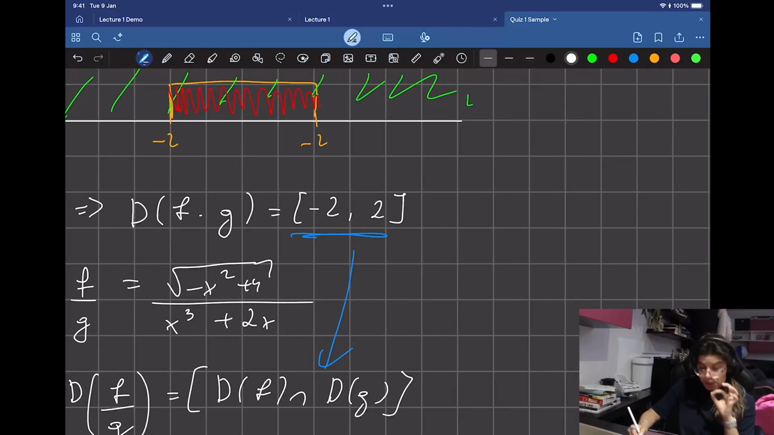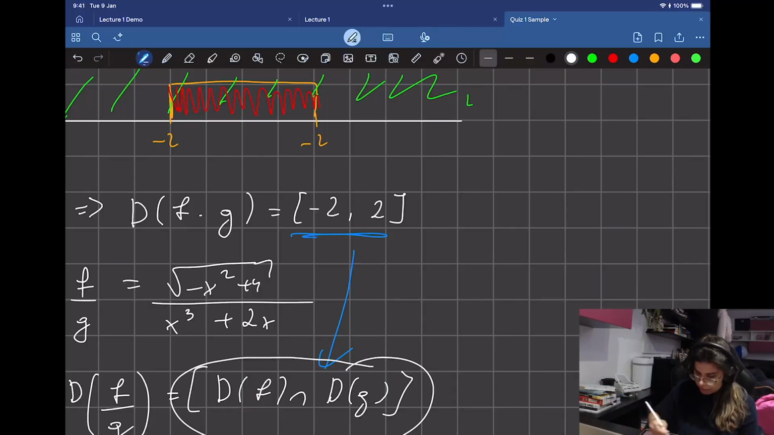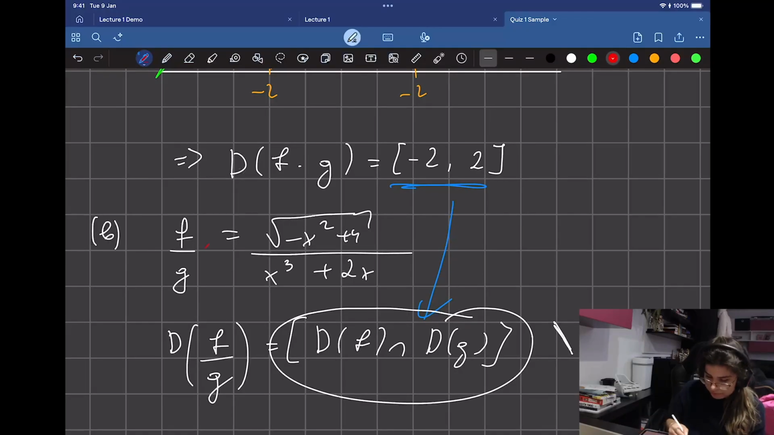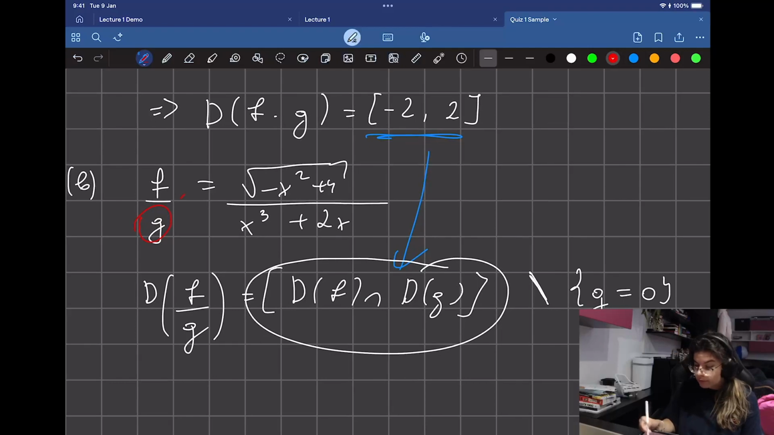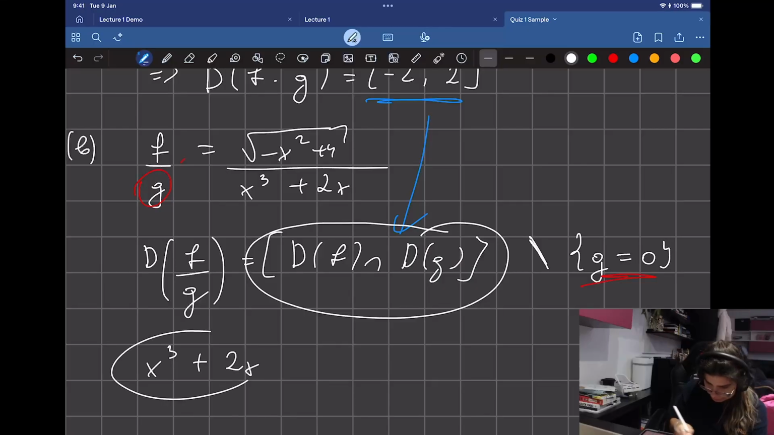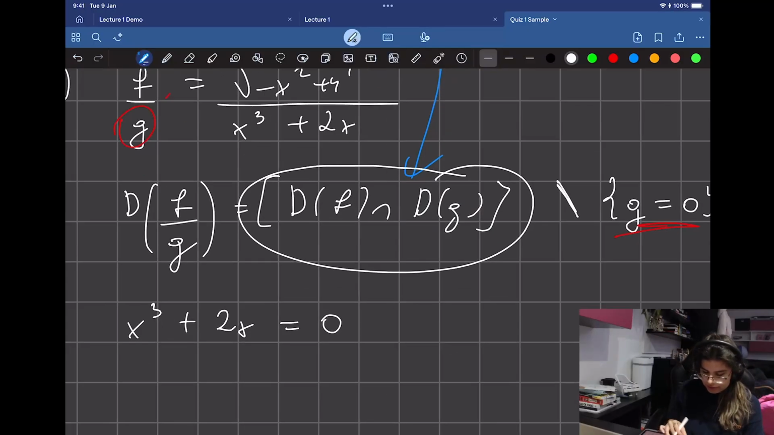But there's one addition here, and that is that from this, we need to remove the values for which g equals 0. Why, by the way? Well, because we're dividing by g, but the denominator can never be 0. So we can't really have g equals 0. So let's take g. We already have this as g. And let's see when this equals 0.